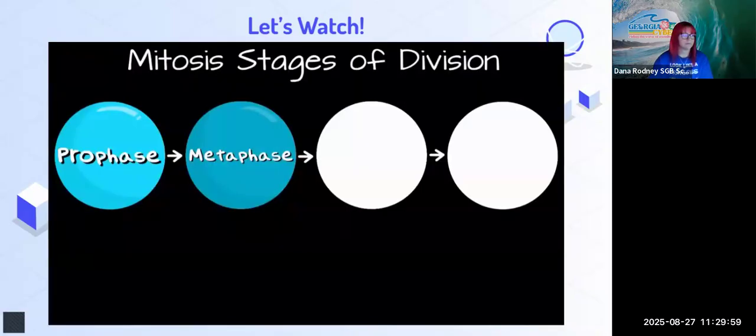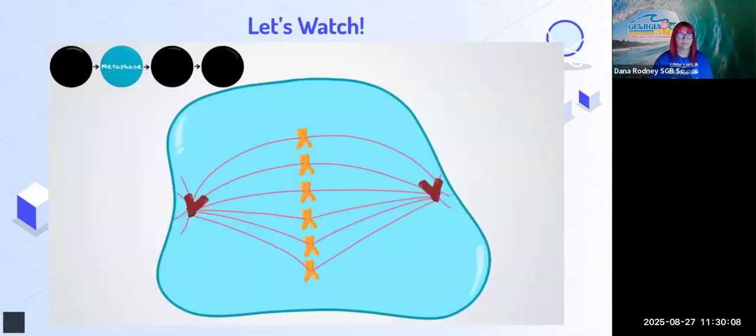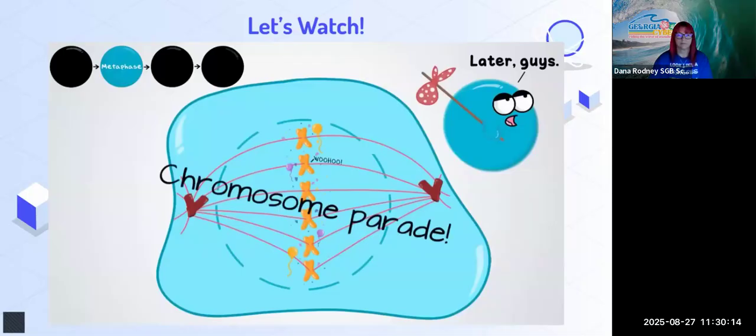The next stage is metaphase. M for metaphase, but I also like to remember M for middle, because in this stage, the chromosomes line up in the middle of the cell. The nucleus has been disassembled, it's no longer there, so we've got the chromosomes in the middle waiting there.